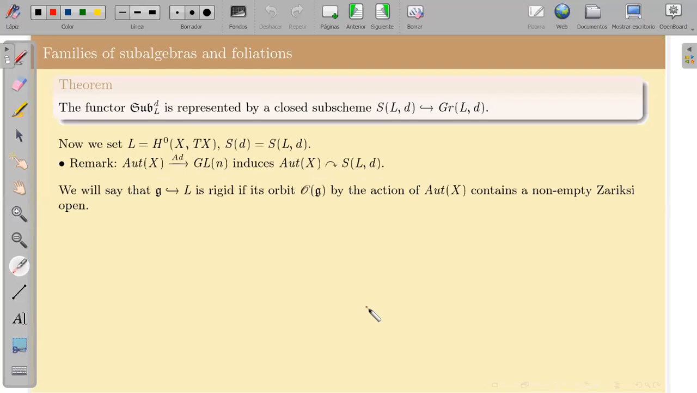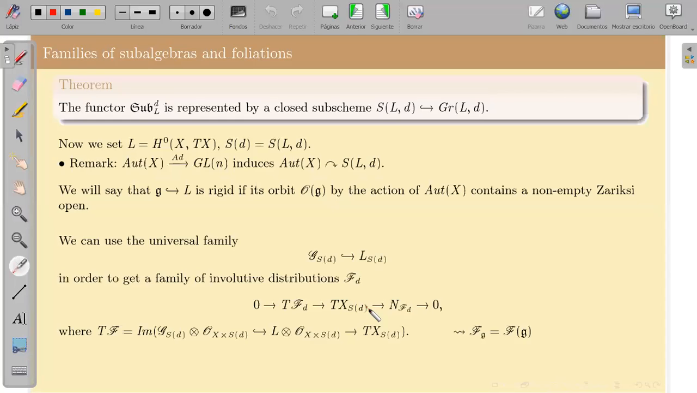So since this scheme represents our functor, it comes with a universal family like this. And we can use it to generate a family of involutive distributions on X like this. So as we did for a single subalgebra or for a single Lie group, we can tensor this here by the structure sheaf.